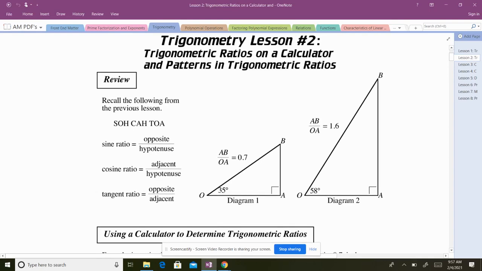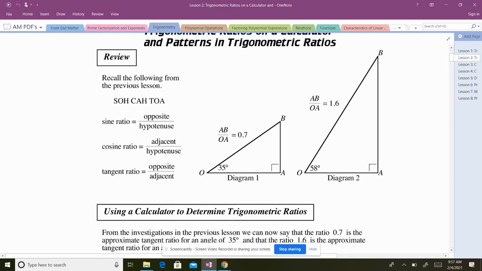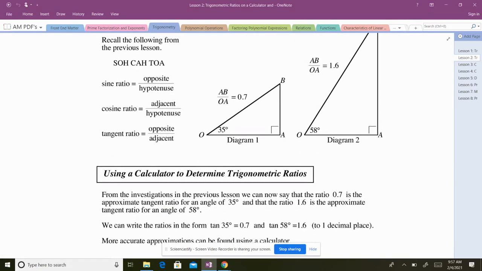Now we're going to start using your calculator. Like the very first bit I told you, it doesn't matter how big the triangle is. As long as the angle stays constant, the ratio of the sides, opposite over adjacent, opposite over hypotenuse, adjacent over hypotenuse, will always be the same, no matter how far out you stretch that triangle.